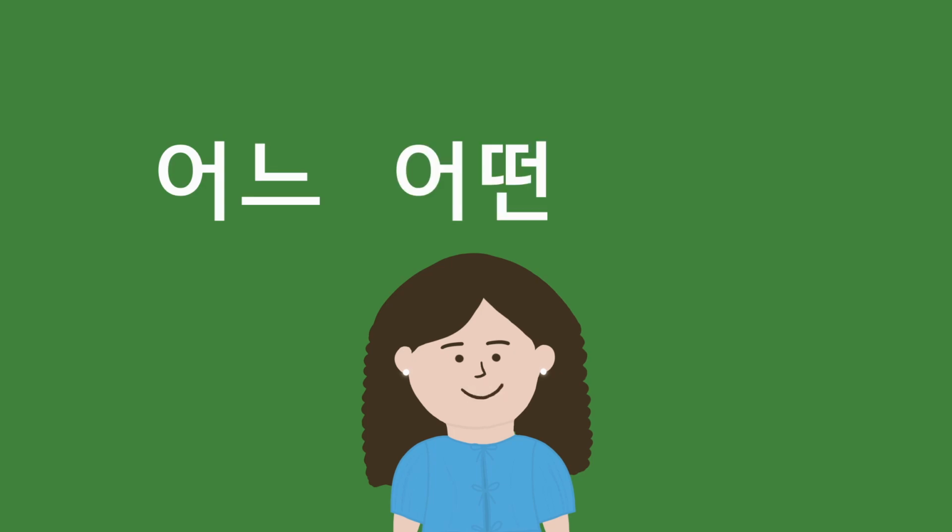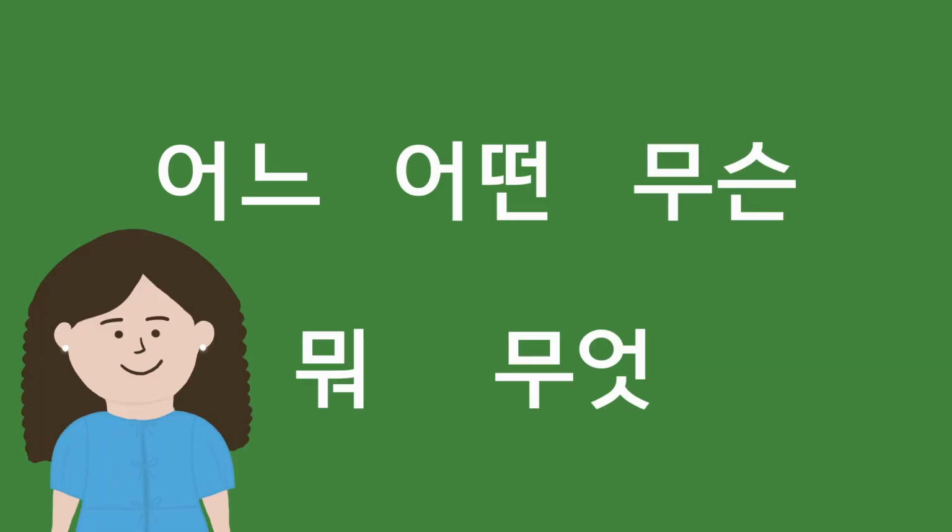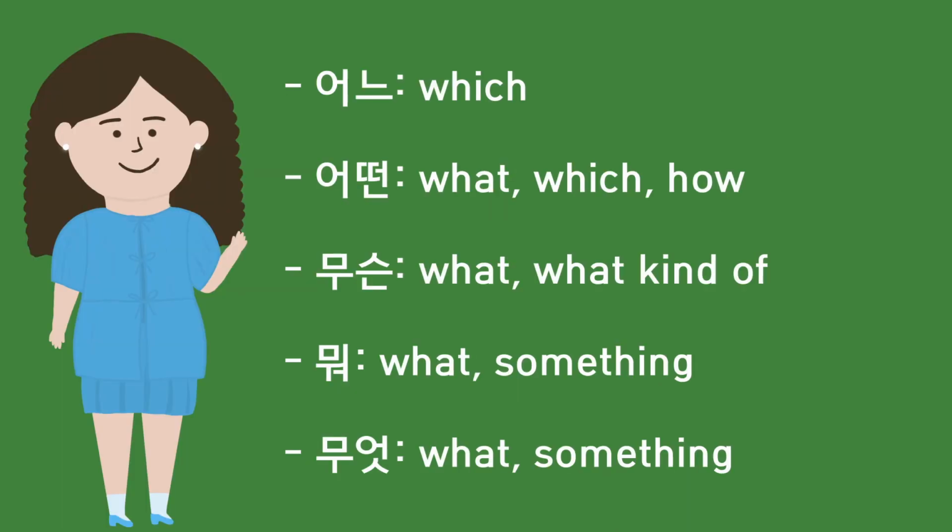어느, 어떤, 무슨, 뭐, 무엇. If you look these up in the dictionary, they come out like this. There are some overlapping meanings among these, so I prepared this for you because I thought you might be confused. First, let's look at 어느.